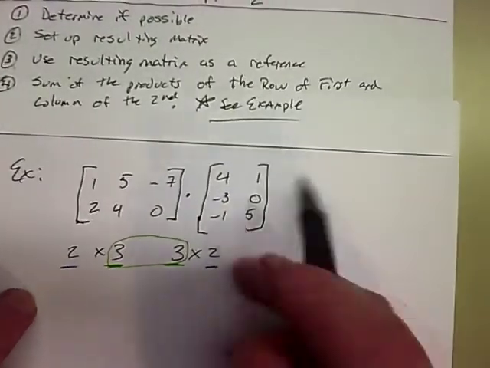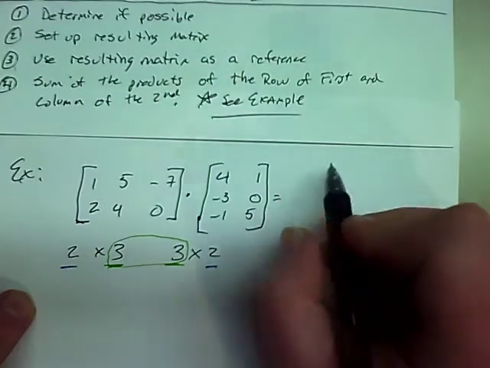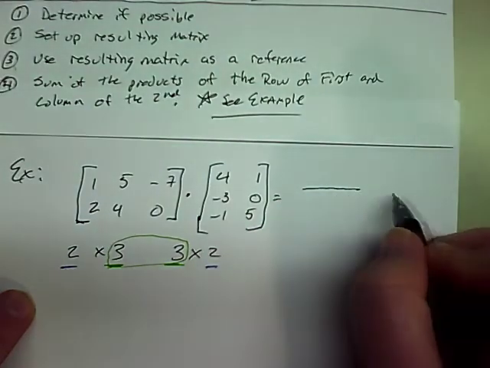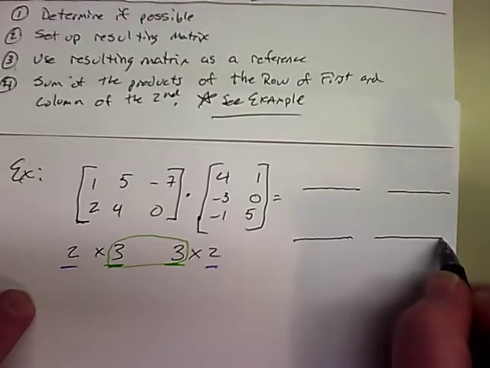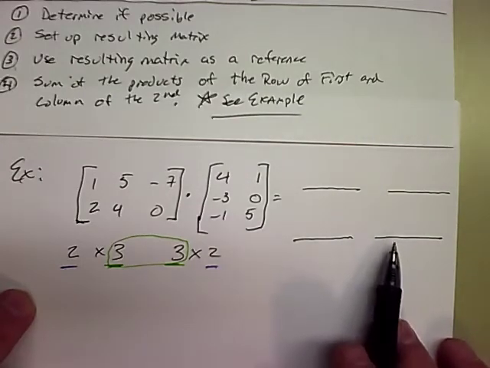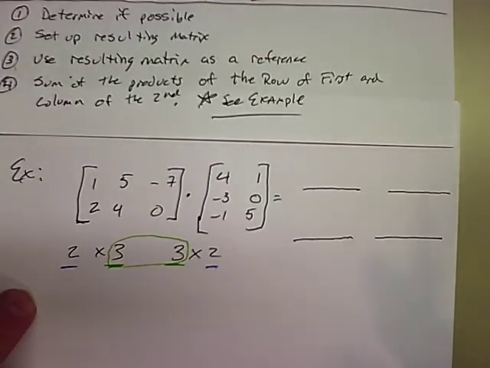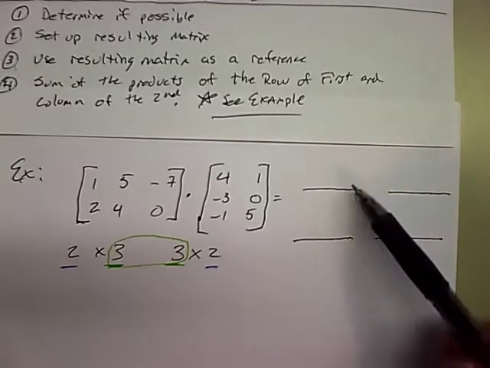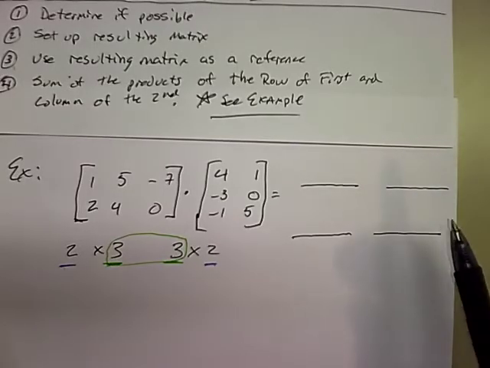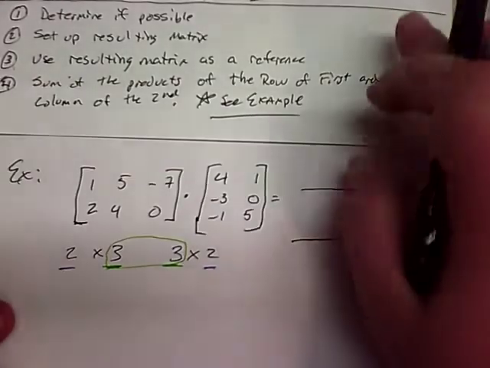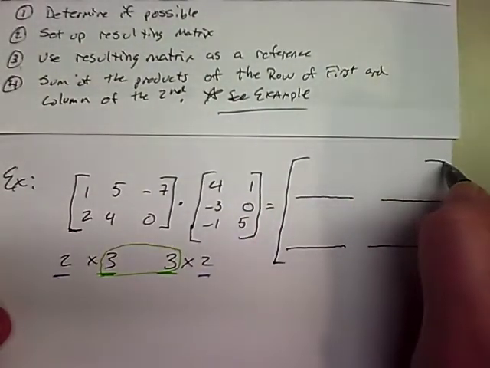So here I go. For step 2, set up the resulting matrix. So here's our resulting matrix. It will be a 2 by 2. Look how much space I'm giving myself here. All right, it is 2 rows, 2 columns. Now I'm going to use this resulting matrix to find or to reference what I'm going to be multiplying.